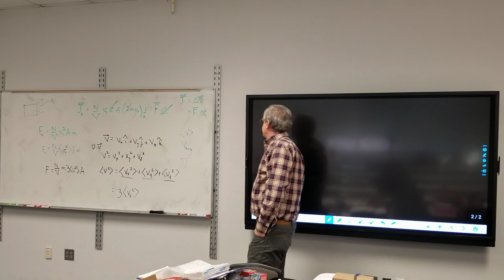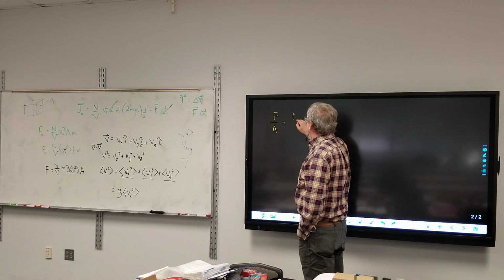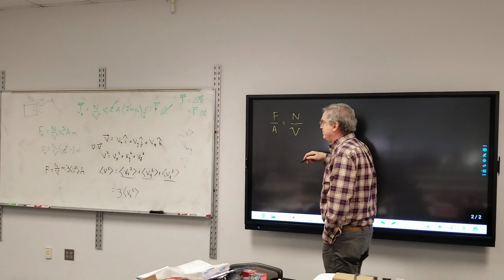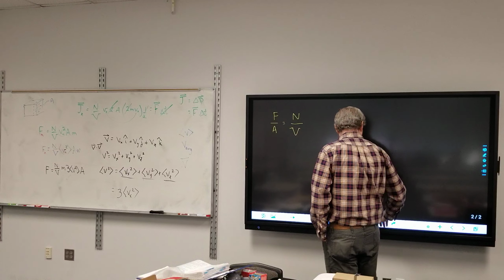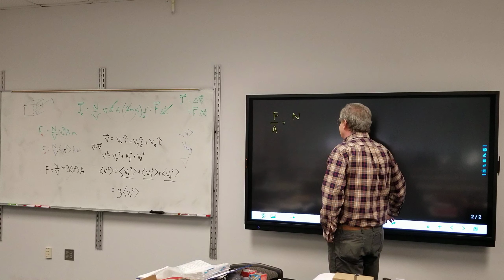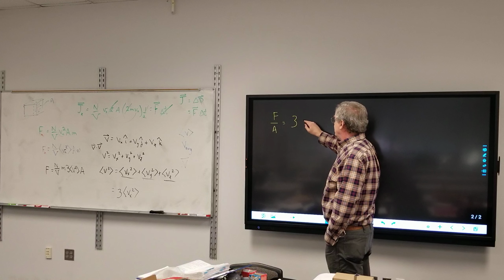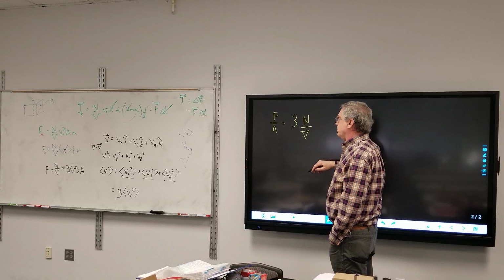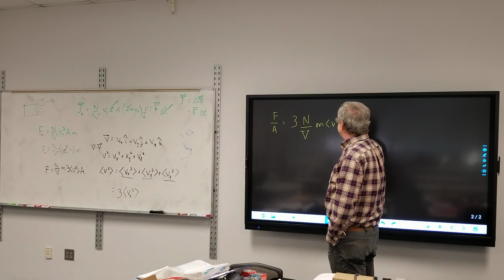Okay, thank you. So force divided by area is equal to the total number of particles divided by the volume, in other words, the number density, times, actually I'm going to put it in the slightly better, more traditional notation. I got 3, typically the numbers come first, N over V, number of particles per unit volume, times M V squared.